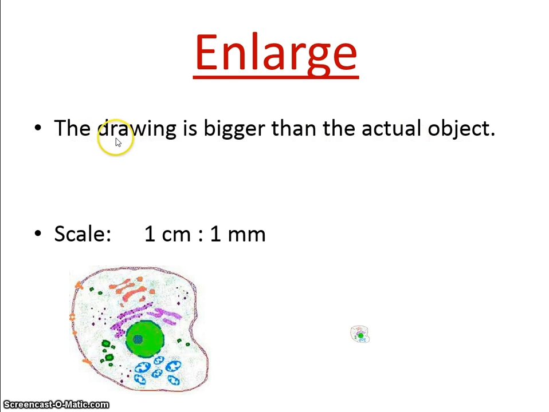To enlarge means that the drawing is bigger than the actual amount. Here is an example of a scale that would enlarge an object, such as this. 1 centimeter to 1 millimeter. I know that 1 centimeter is about the width of your finger, and 1 millimeter is about the width of a dime. So you can see that the scaled size, which is always the first one, is greater than the actual size. Anytime you see the scaled size greater than the actual size, you will know that it's enlarging the ratio.